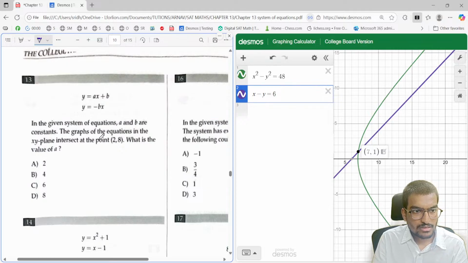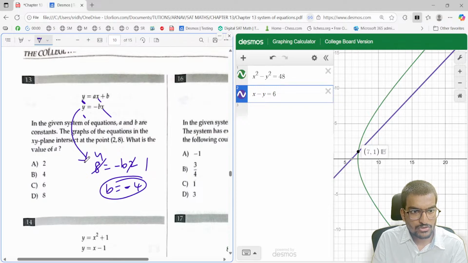The graph of the equation gives us x and y values. From this equation, y is 8 and x is 2, so 2 1s are 2, 2 4s are 8, and b equals -4. If b equals -4, we take this -4 value and input it here. So what do you get?